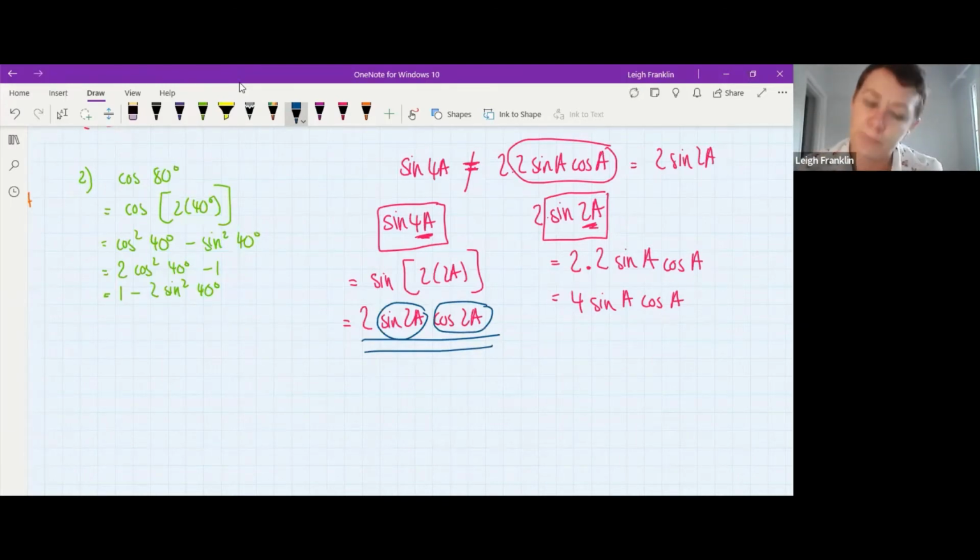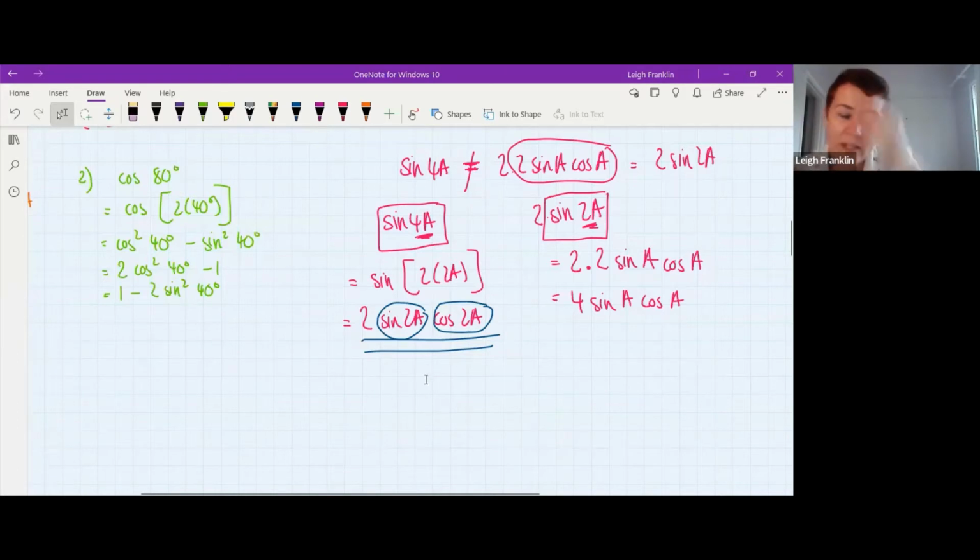So we're not talking about expanding that further. They just wanted us to write this as the sine or the cosine of a double angle. So that's why we were doing what we're doing at the moment. But yes, theoretically, those could both be taken further.